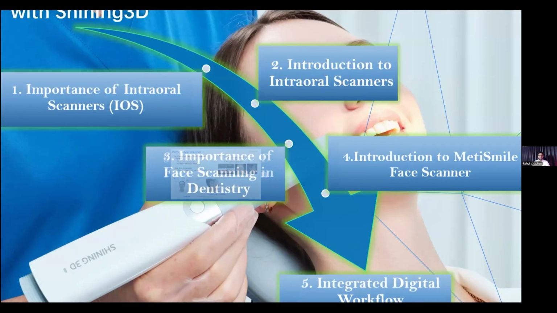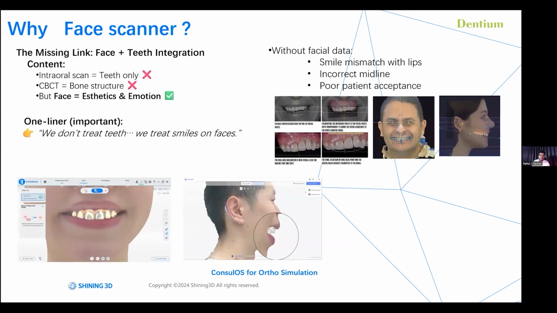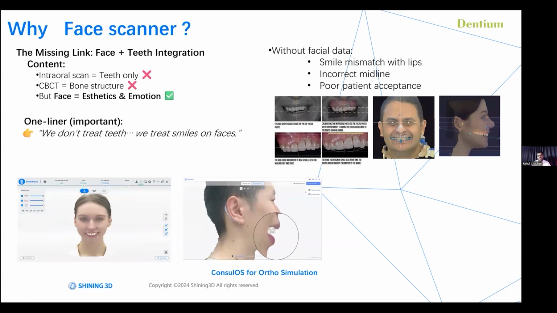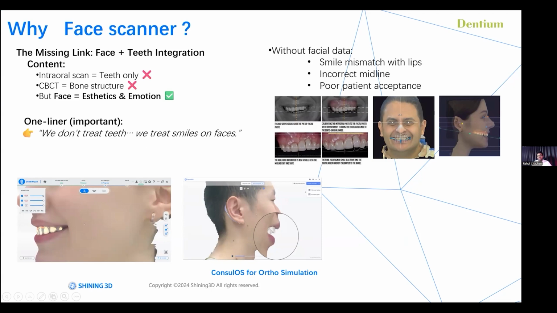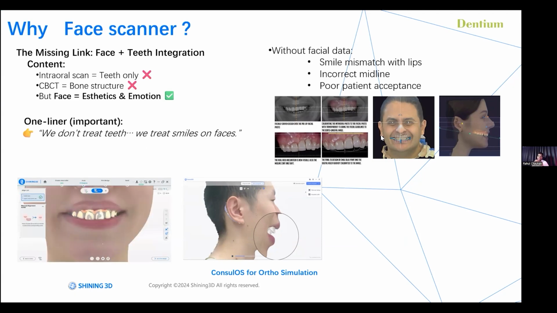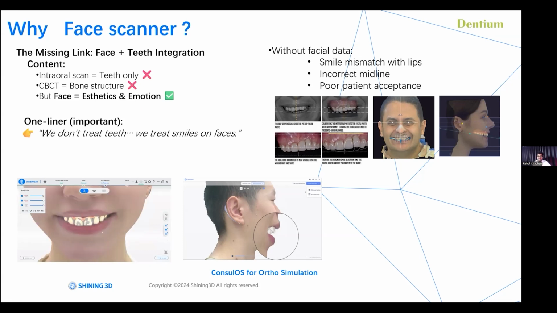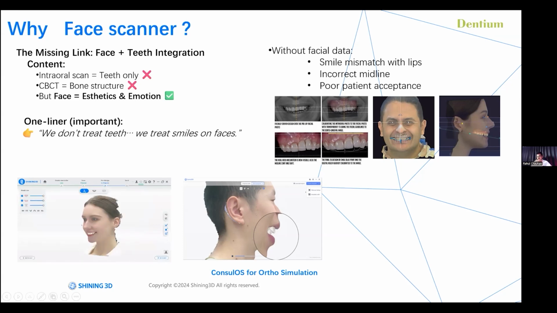Now let's introduce the face scanner. We have an intraoral scanner where you have teeth data. We have a CBCT or maybe an RVG where we have bone data, but something is missing, called aesthetics and emotions. So we have connected the link and introduced our face scanner. You can see that without a face scanner, our lab guy will work and design, and even though it is a very good prosthesis, when you place it in the mouth you will find that it mismatches the lip line. Maybe the buccal corridor space is there. For that kind of problem, it may be solved by our Metismile face scanner.